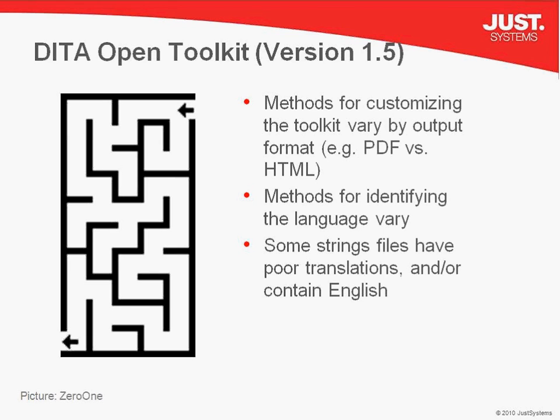In particular, if you're working with the DITA Open Toolkit, some things to know are that the customization that you need to do in the Open Toolkit is going to be different depending on which output format you're customizing. So when you customize something for PDF output, it doesn't change how HTML output looks, and vice versa. The methods for identifying what language you're going to be publishing your content in are going to vary. So, for example, PDF output may require you to put in a parameter indicating the language in addition to having the XML lang attribute at the top of every file.